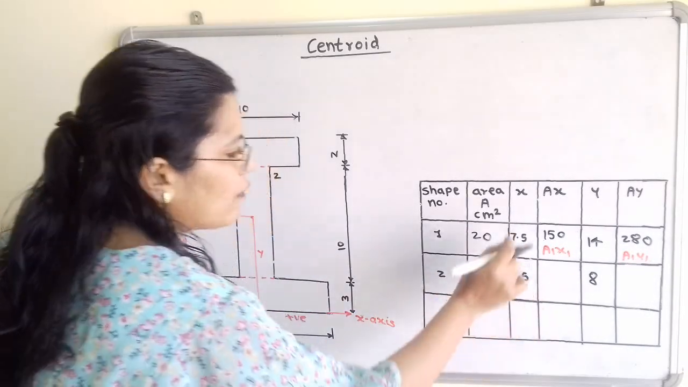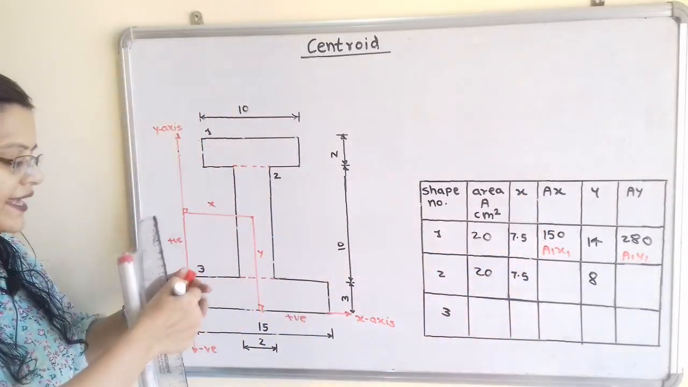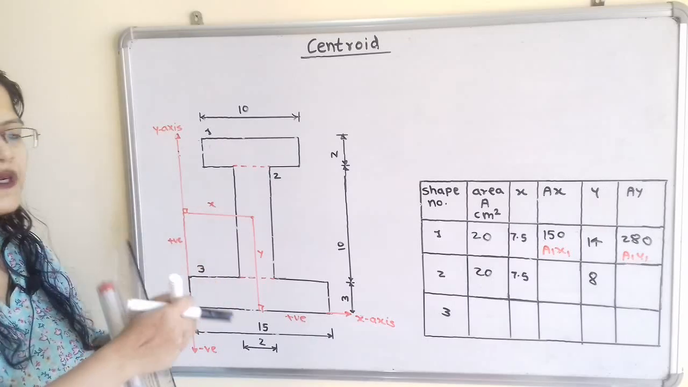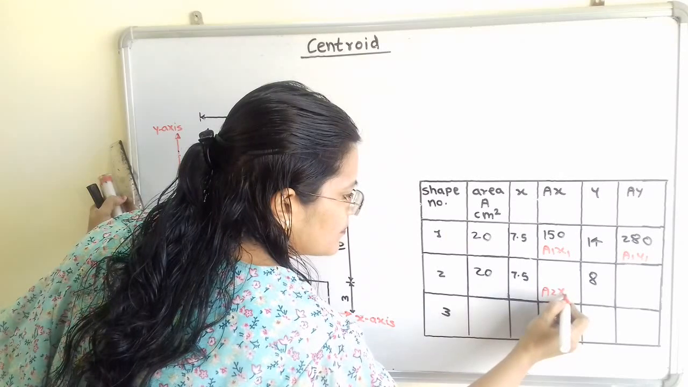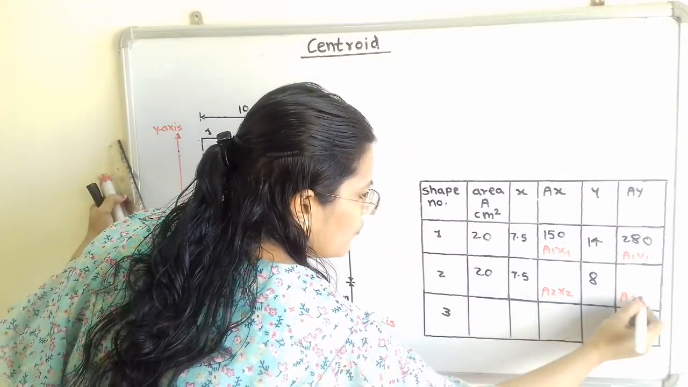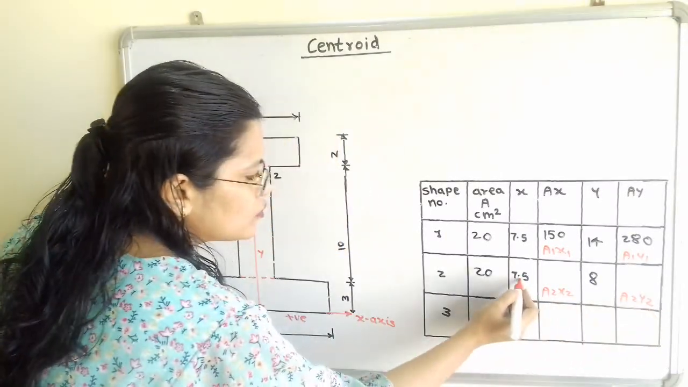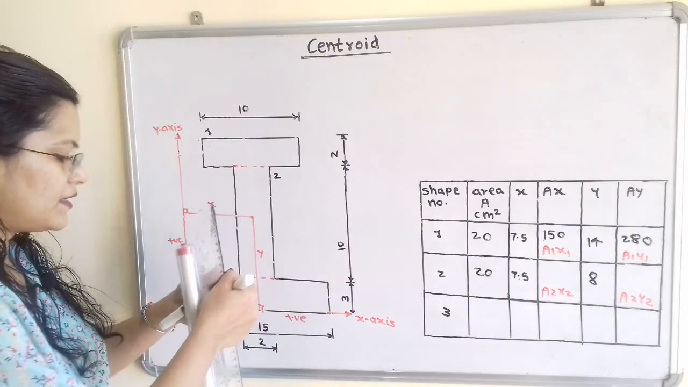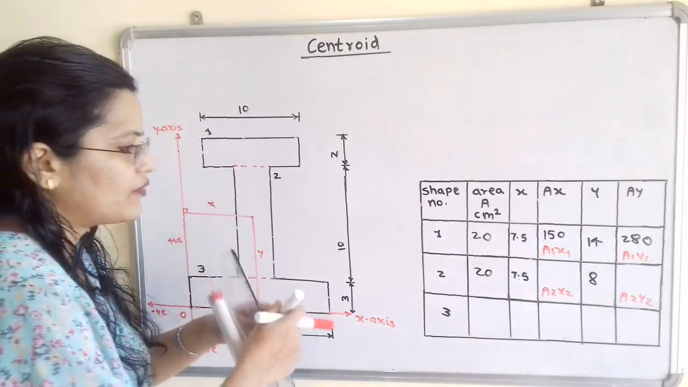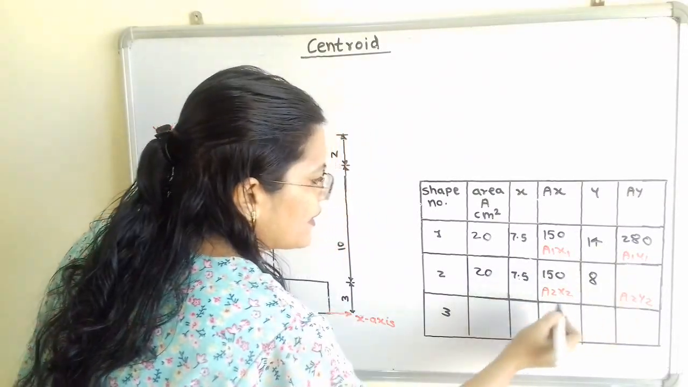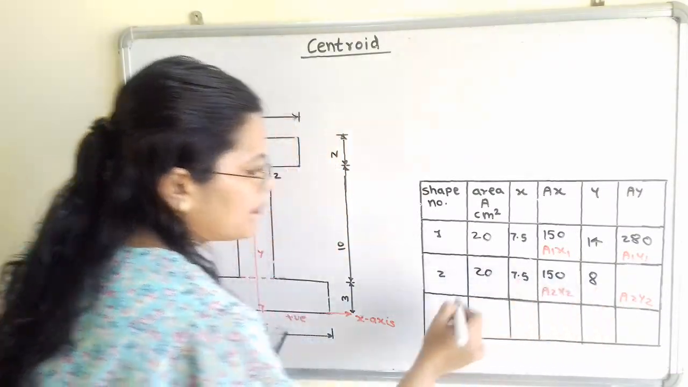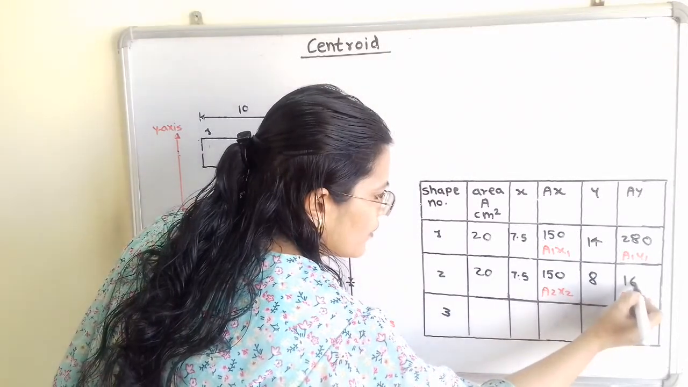So here we have to find out values of ax and ay for shape number 2. So this is equal to a2 x2 and here is a2 y2. So a2 x2, 7.5 multiplied by 20, that is equal to 150. And a2 y2, 20 multiplied by 8, that is equal to 160.